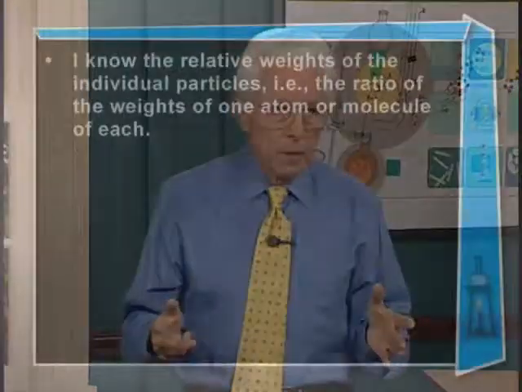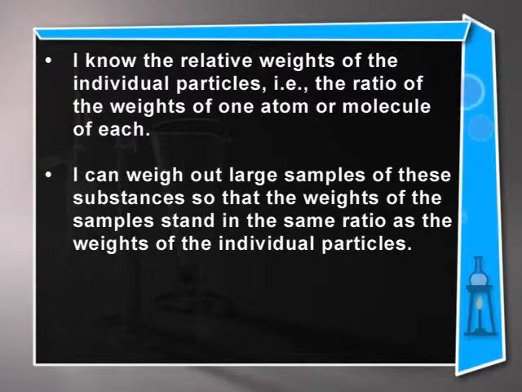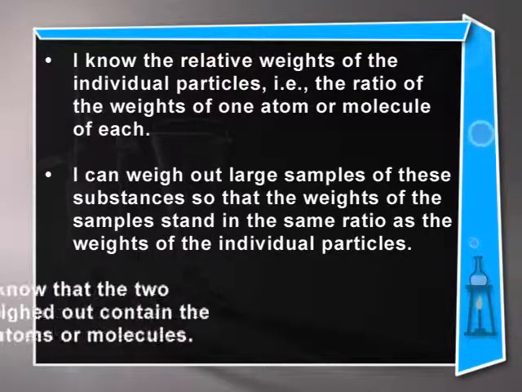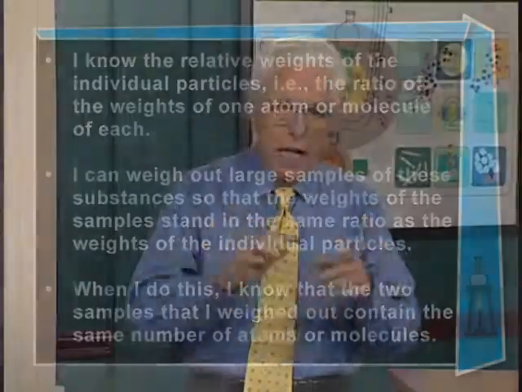It works like this. I know the relative weights of the individual particles. In other words, the ratio of the weights of one atom or one molecule of each. I can weigh out large samples of these substances so that the weights of the samples stand in the same ratio as the weights of the individual particles. When I do this, I know that the two samples that I weighed out contain the same number of atoms or molecules. That's what this mole thing truly allows us to do.